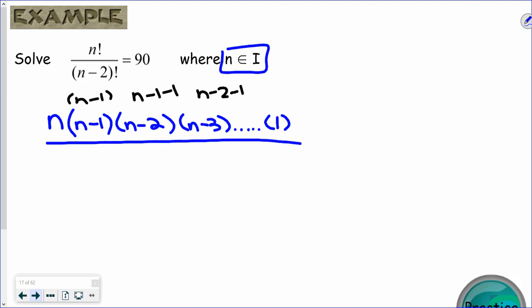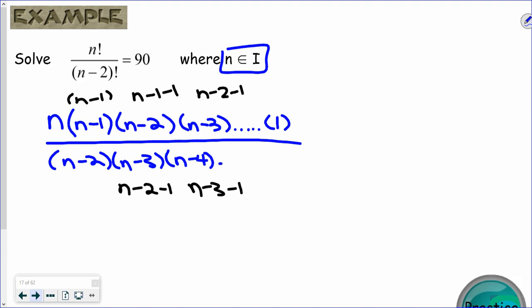I do the same thing now for the bottom. I start with my first one, which is n minus 2. Then I would go n minus 2, subtract 1. Now I'd get n minus 3. Then I would go n minus 3, subtract 1. Get n minus 4. And again, that would go on forever until I hit 1.